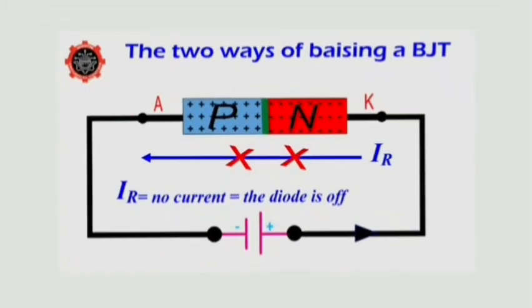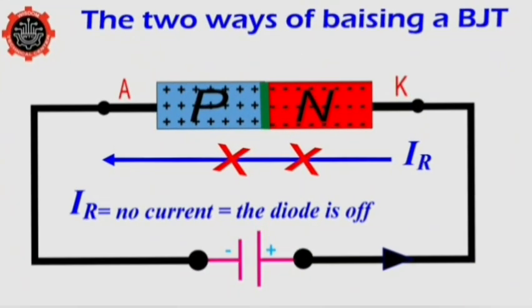Okay, now if we reverse the polarity of the power supply, let's say now we connect the positive terminal of the power source to the cathode of the diode and the negative terminal to the anode. So now in this condition, the diode will be in the reverse bias condition, and the diode is going to be off unless we exceed the maximum reverse voltage that it can handle.